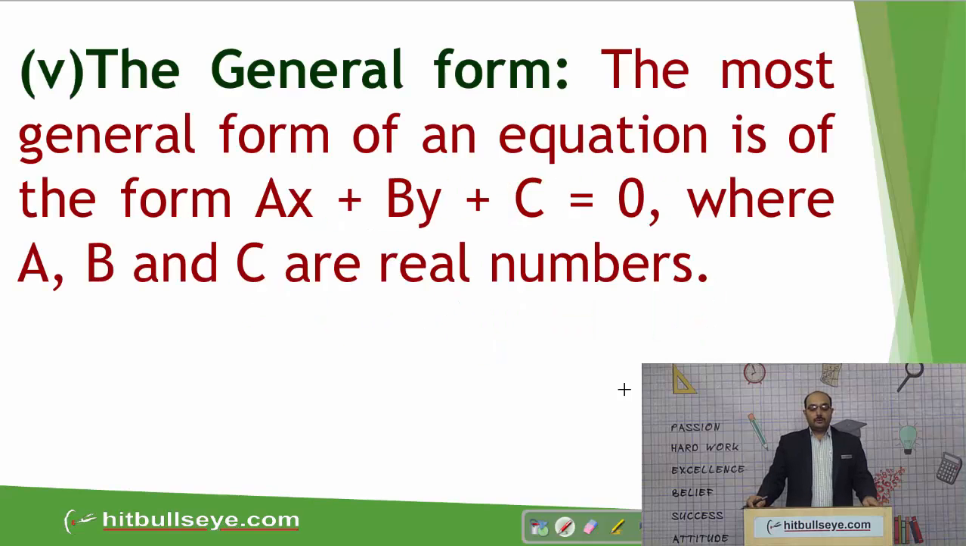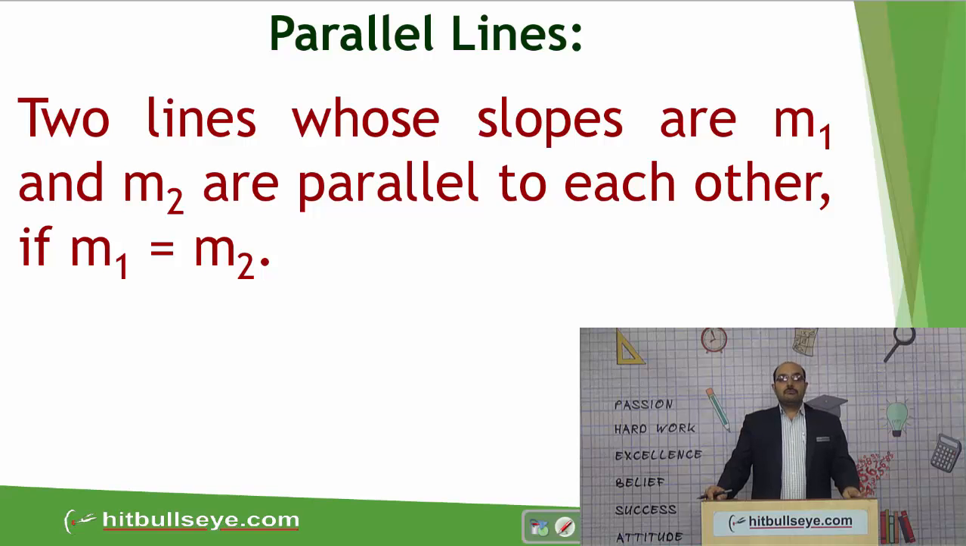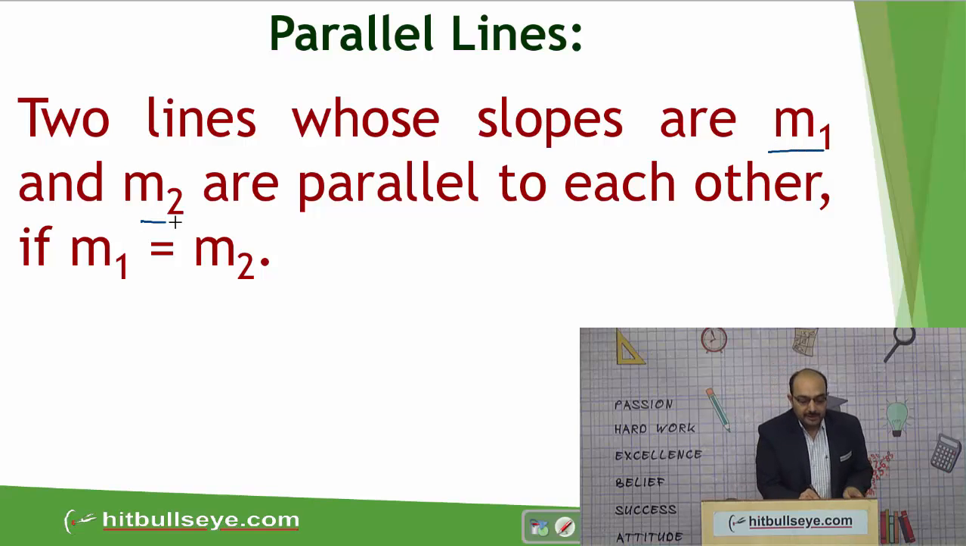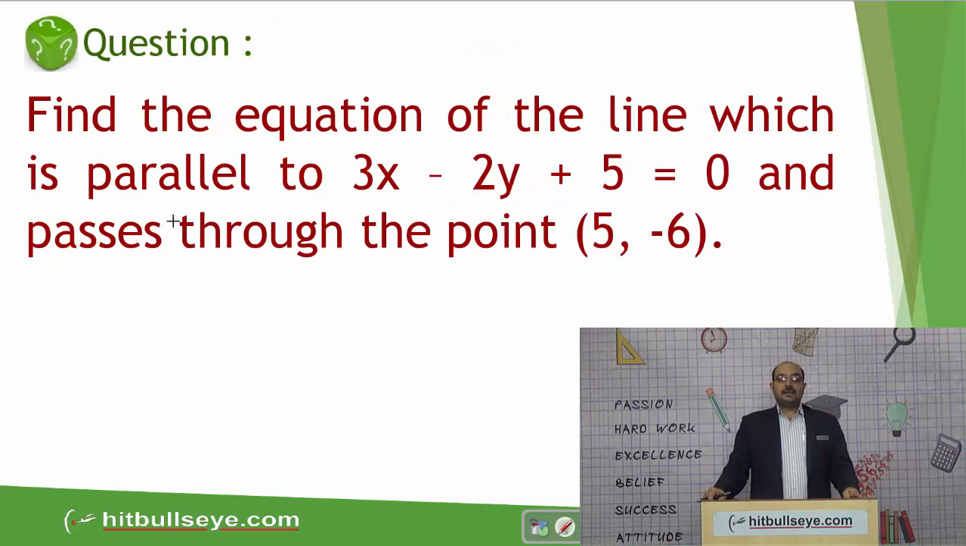Moving ahead, this is the general form. The general form of equation is of the form ax plus by plus c equal to 0, where a, b, c are real numbers. Now, the condition for the parallel lines. Two lines, when we are given the slopes m1 and m2, are parallel to each other if the slopes are equal. Now, let's have this question.